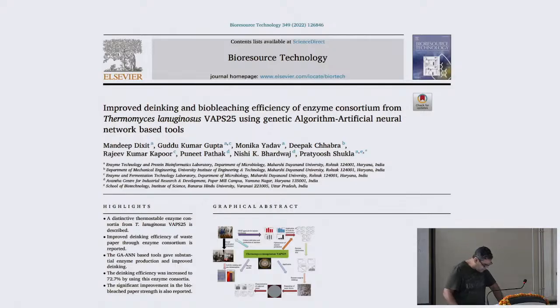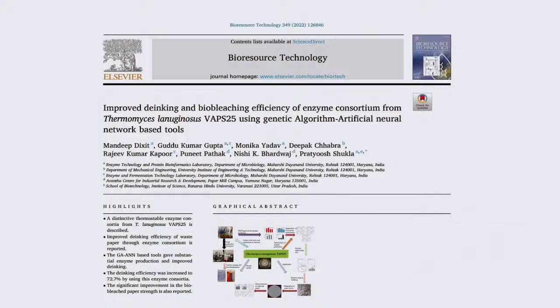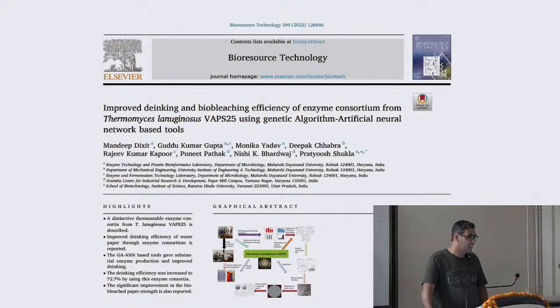enzyme consortia and we improve the quality, and we use AI tools for substantial production and improved de-inking. De-inking means improving the quality of the paper. So we use this in this process. This paper I will give you, the whole process is almost the same. We have used AI tools, and the enzymes we have isolated from T. laboriogenesis wax 25. This is a species which we isolated from Faridabad. Wax 25 is a very good species, and it also has an excellent thermostable enzyme. Thermostable enzyme means it can work at high temperature, 50 plus. Most enzymes are denatured at high temperature, you know that. But this enzyme is thermostable, it can sustain up to 50, 55 and sometimes 60. When you do the time course of the enzyme, you will understand.